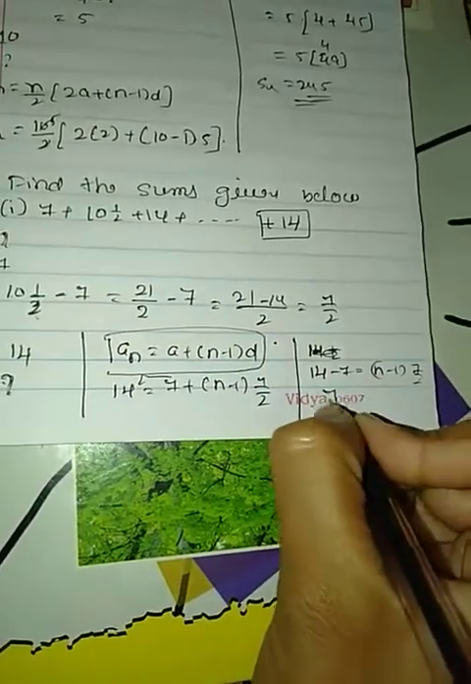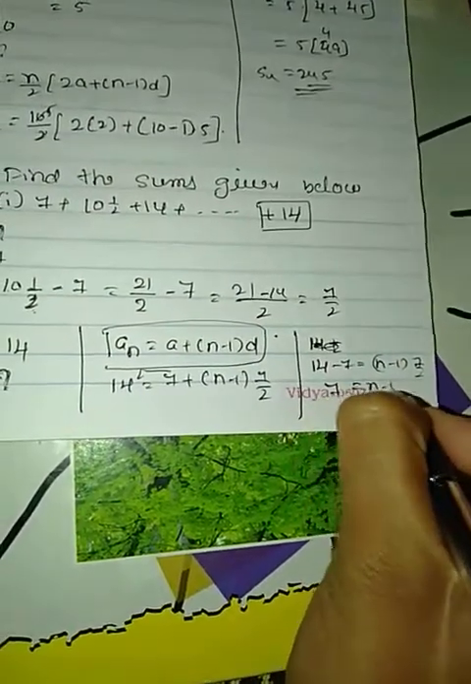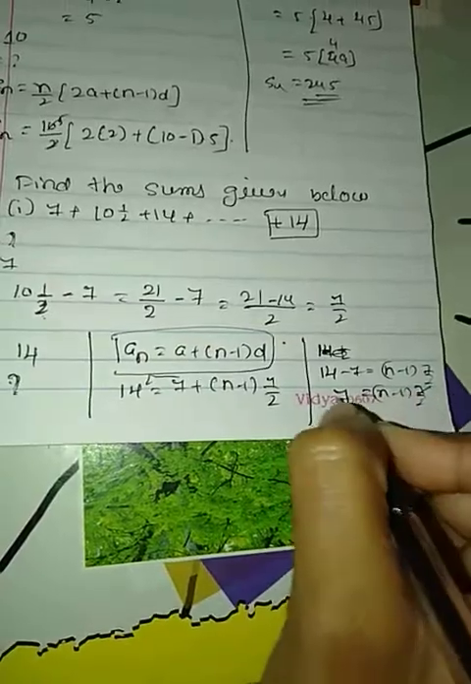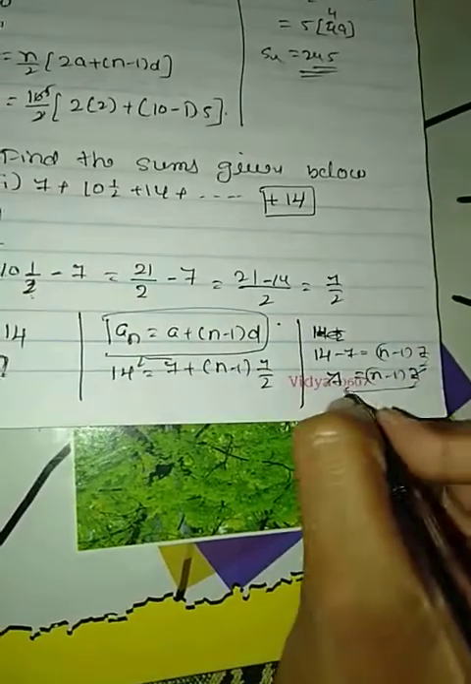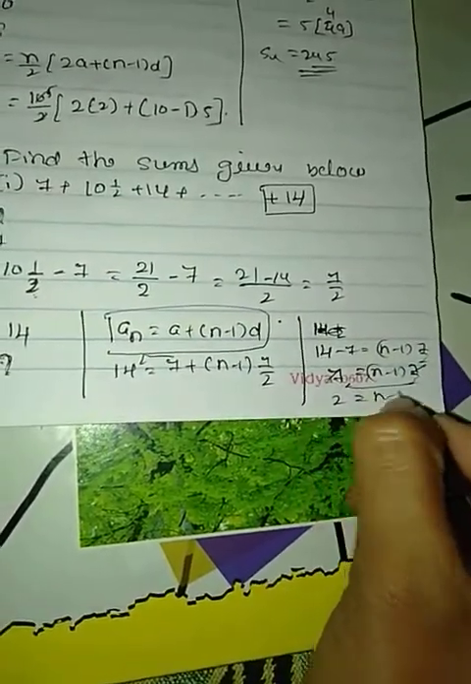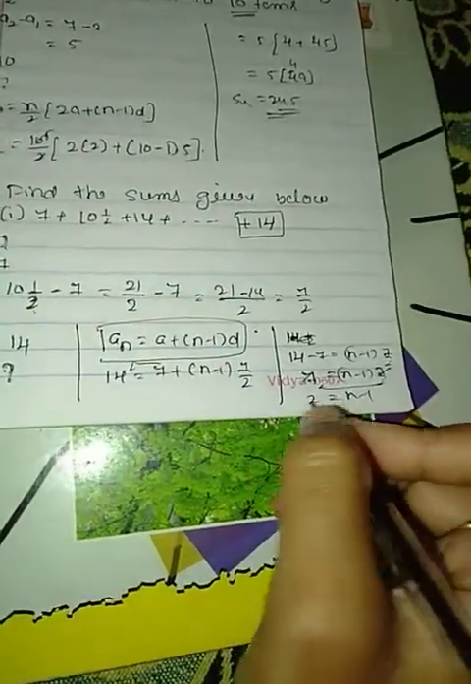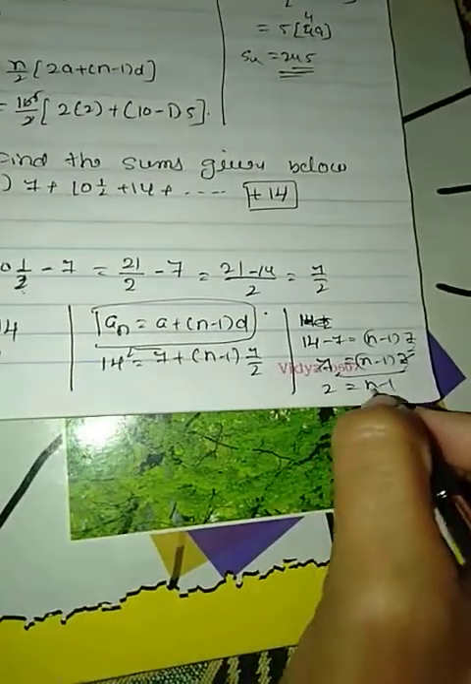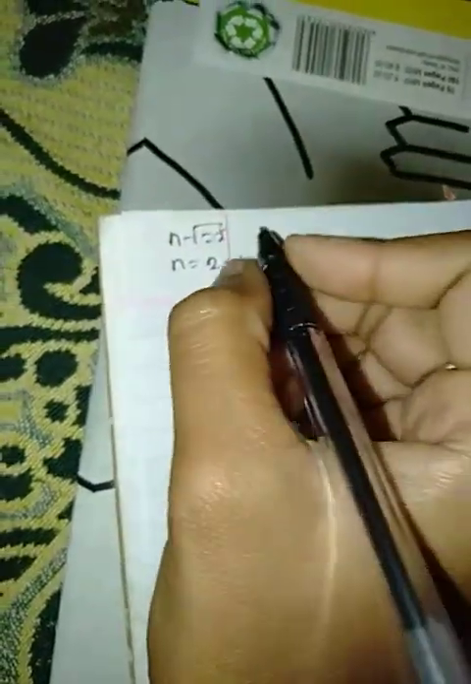14 minus 7 is 7. So (n minus 1) into 7 by 2. Here 7 is cancelled and shift the 2 here. So n minus 1 is equal to 2. So n is equal to 2 plus 1. The minus 1 is shifted towards the RHS, it becomes plus 1. So n is equal to 3.